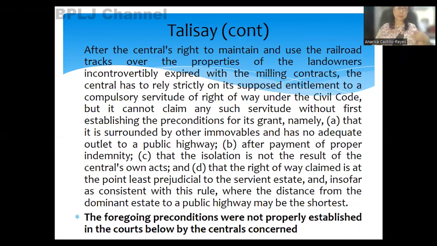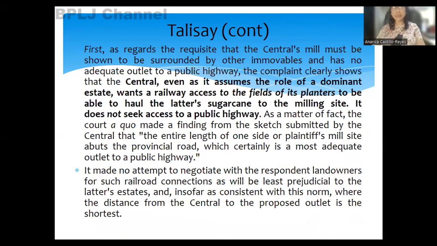Now, is Talisay Silay Milling entitled to the right of way? Okay, a legal or compulsory right of way. Were the requisites established by law met by Talisay Silay? The complaint clearly shows that the Central, even as it assumes the role of a dominant estate, wants a railway access to the fields of its planters to be able to haul the latter's sugarcane to the milling site. It does not seek access to a public highway.